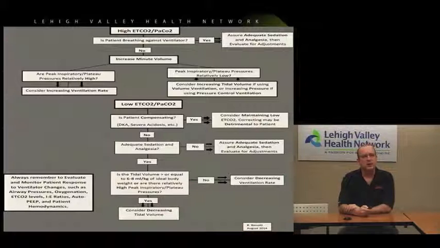So conversely, if you're having problems with a low end tidal CO2 or a CO2 via an arterial blood gas, we don't necessarily want to correct those, especially real quick. We want to think about those before we correct them. So the first thing we want to think of if their end tidal is low is, is the patient compensating? We talked about the DKA patient, the severe diabetic patient, other forms of severe acidosis.